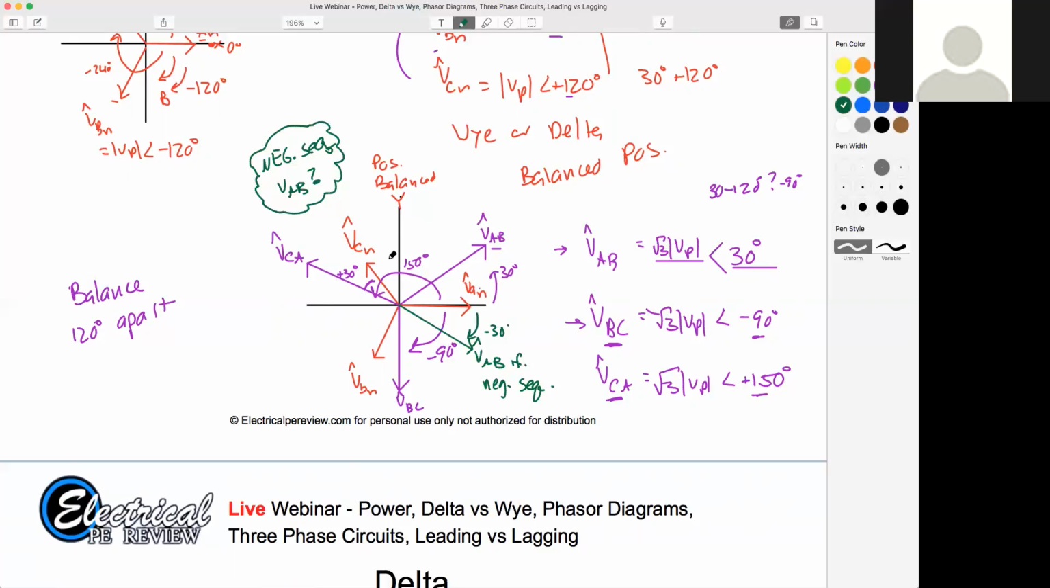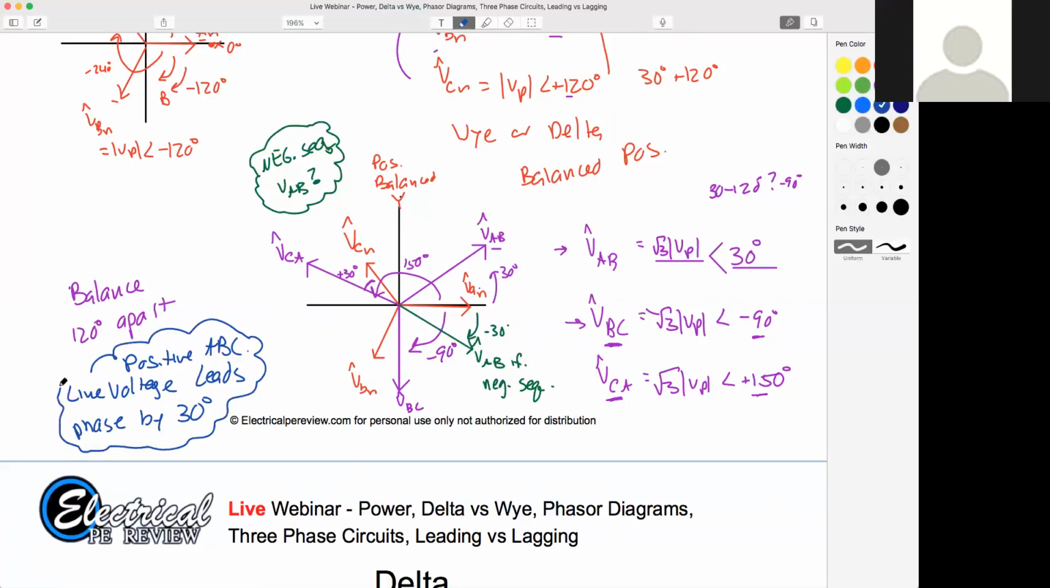Okay, so the big key takeaway here is to just remember that our line voltage leads phase voltage by 30 degrees for positive. And then the opposite is true for negative. So this is the key takeaway from all of this.